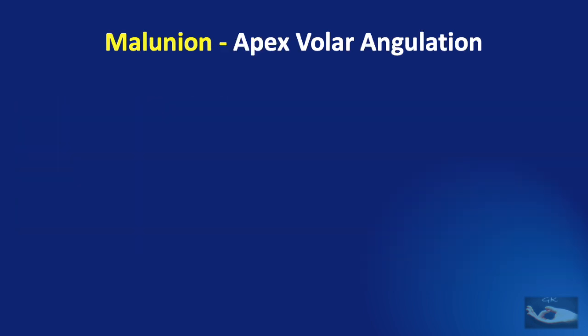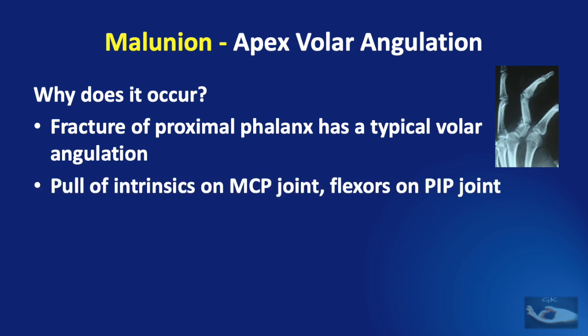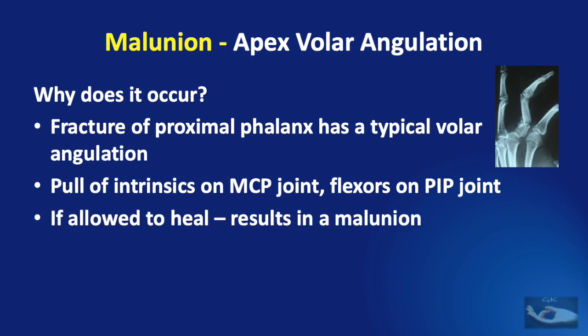The next type of malunion that can develop is the apex volar angulation. But why does it occur? Fracture of the proximal phalanx has a typical volar angulation. This is because of the pull of the intrinsics causing flexion of the metacarpal phalangeal joint and hence flexing the proximal segment, and the flexors acting on the proximal interphalangeal joint. If allowed to heal in this position, it results in a malunion with an apex volar angulation.